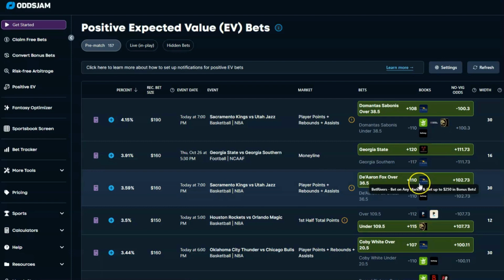Head over to Rivers at plus 110, get Fox over 36.5, and it's got a nice setup to where you can make some money on that. We're going to take a look at the odds screen next and talk about other avenues and other strategies of how to locate and identify positive EV bets with OddsJam.